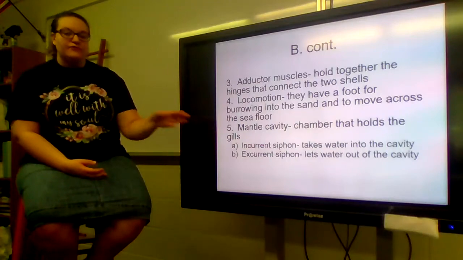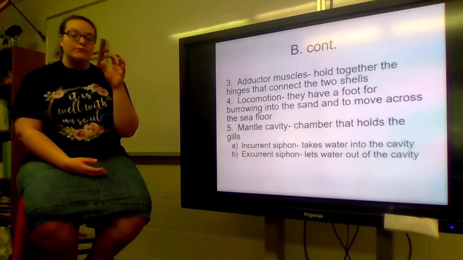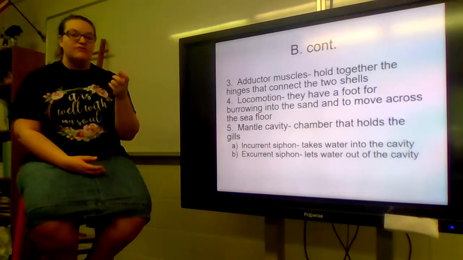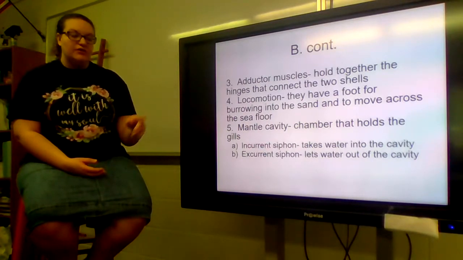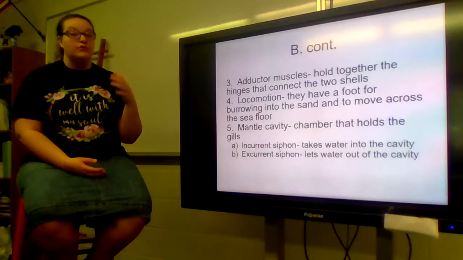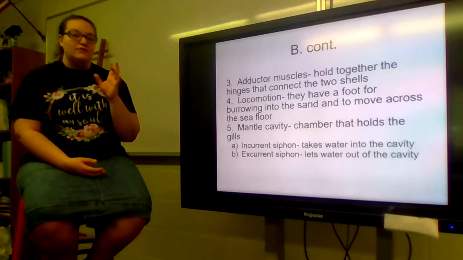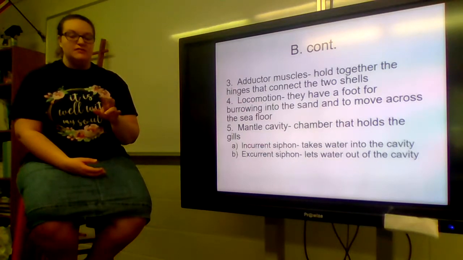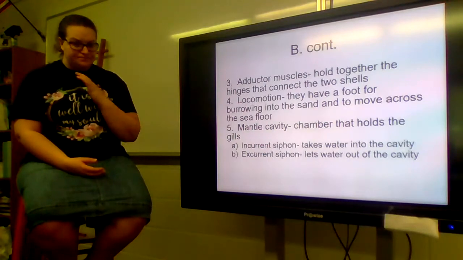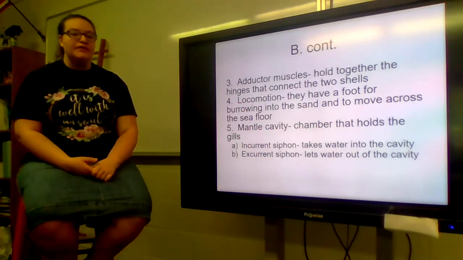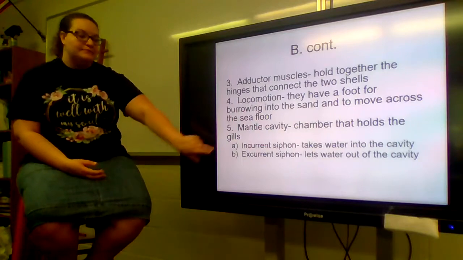If you remember how gills work from when we talked about fish, remember the gills extract oxygen from the water. So this in-current and ex-current siphon are very important for a mollusk, or for a bivalve anyway, because if they don't have them, then no water is getting into the mantle cavity, and they're not able to breathe, and thus they will die.